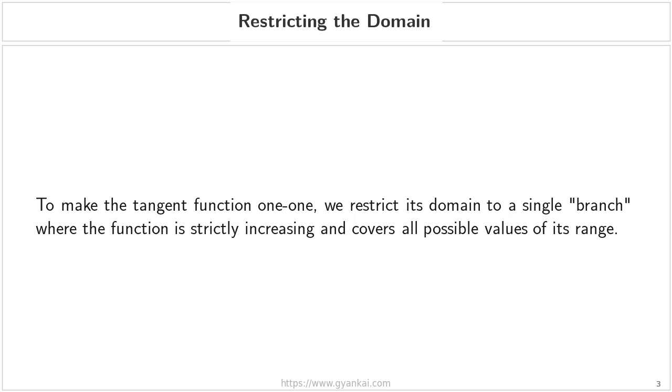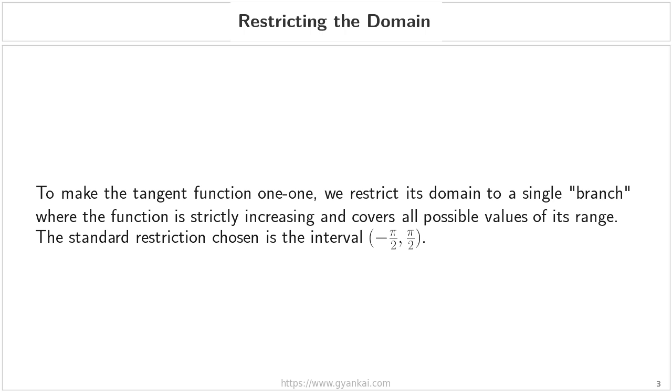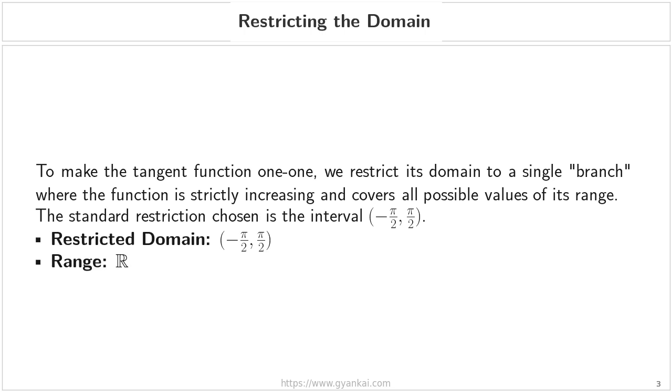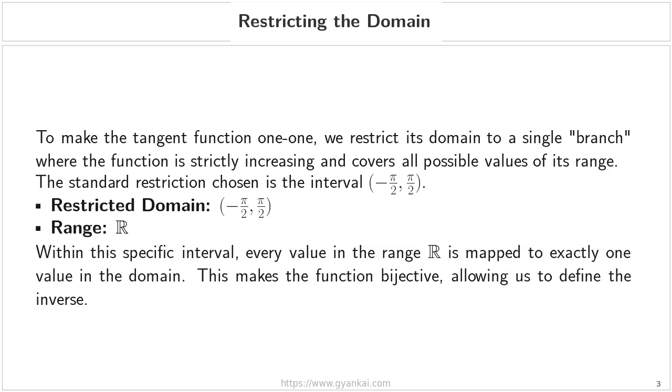We choose a section of the graph where the function is strictly increasing and still covers all possible values of its range. The standard restriction used in mathematics is the open interval from -pi/2 to pi/2. To be precise, our restricted domain is now the interval between -pi/2 and pi/2, while the range remains all real numbers. By limiting ourselves to this specific interval, every value in the range is mapped to exactly one unique value in the domain. This transformation makes the function bijective, which is the essential condition we need to formally define the inverse tangent function, which we will cover in the next slide.